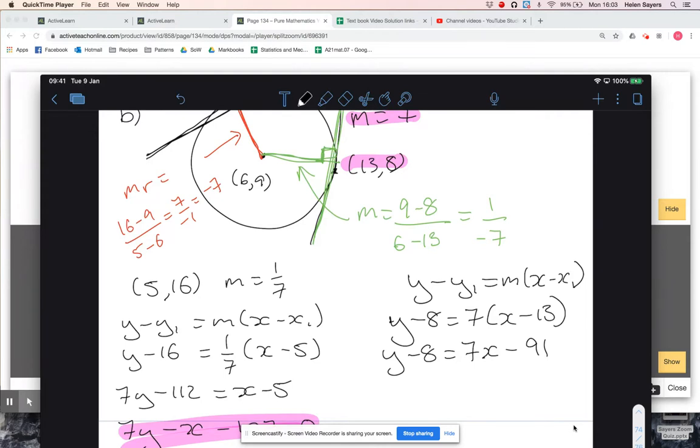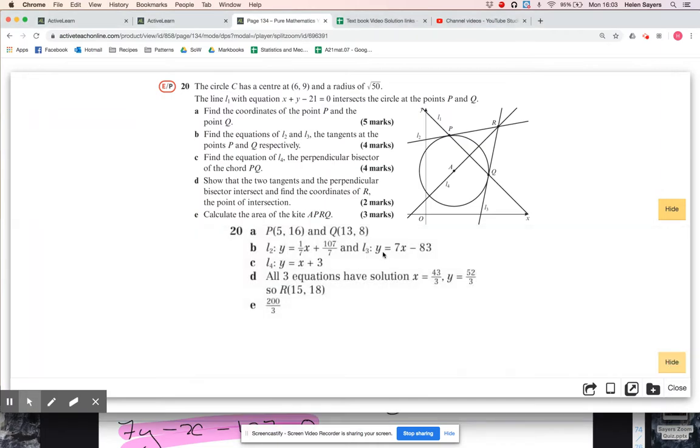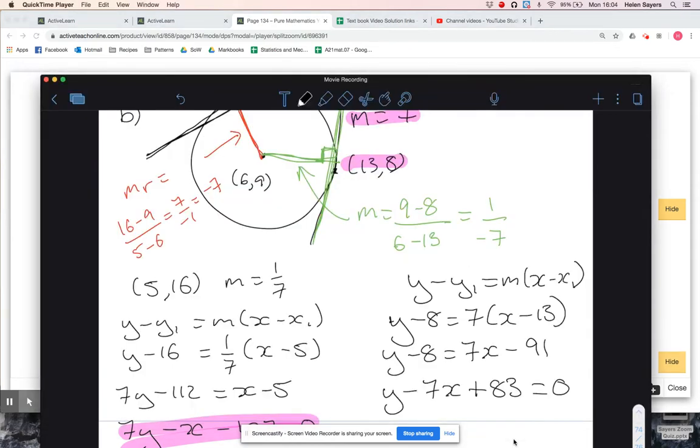And again, I'll just bring everything over to the left-hand side. So y minus 7x, I'm adding 91 on, so that is going to be plus 83, maybe. Let's check that. Plus 7x minus 83. Yeah, so they just kept it all in the form y equals mx plus c. Okay, so far so good. Okay, we'll carry on to part C.